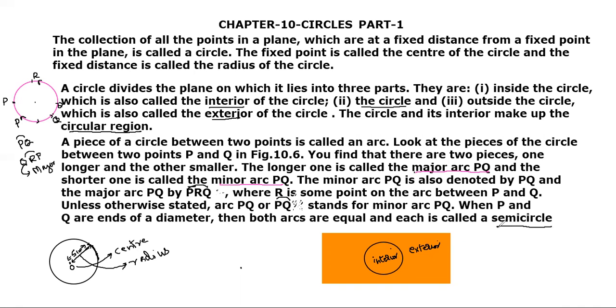So in this case, they are called a semicircle, not an arc. When P and Q are the endpoints of the diameter, both the arcs are called semicircle. So we will write semicircle PQ. If we write semicircle PQ, you can understand it is only a semicircle, lying on the line of the diameter, meaning the endpoints of the diameter.